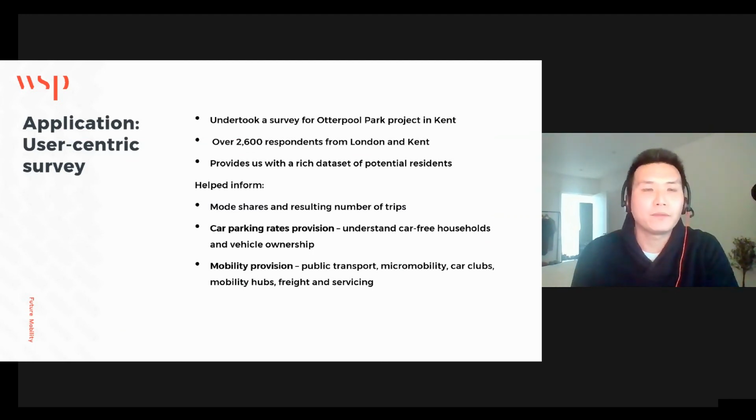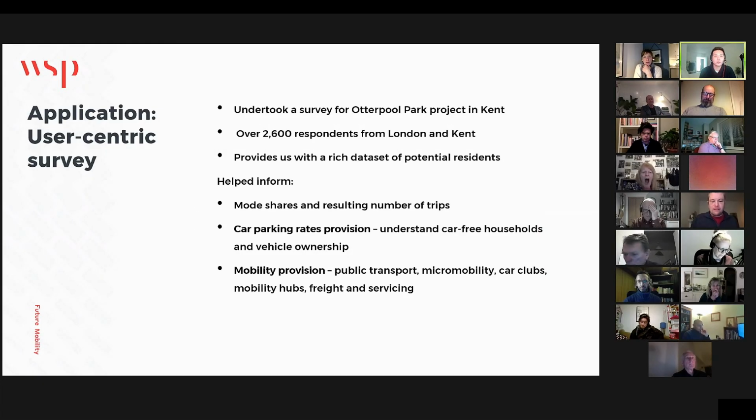So this is a short application of the user-centric methodology. For the Otterpool Park project in Kent, we undertook an online survey. There we had over 2,600 respondents, both from London and Kent. Otterpool Park is a greenfield development. There's not that much housing there at the moment.